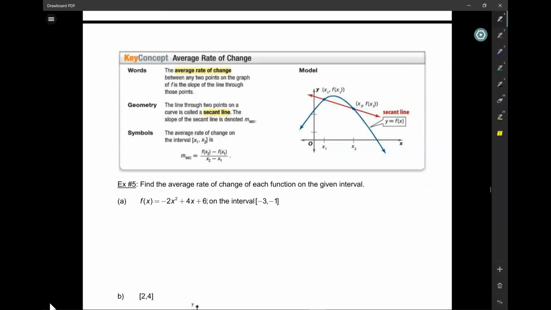Average rate of change. The average rate of change between any two points on a graph is the slope of the line through those points.